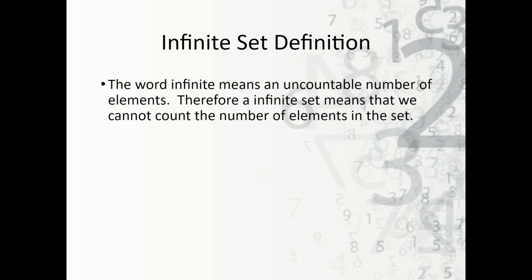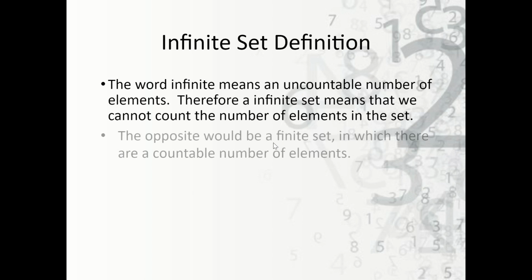So that's an infinite number of elements. Therefore, an infinite set means that we cannot count the number of elements in the set. The opposite of this would be a finite set, in which there are a countable number of elements. So let's say I wanted the natural numbers between 1 and 10. Well, that goes 1, 2, 3, 4, 5, 6, 7, 8, 9, 10, and stops. And we can't keep going. So that would be a finite set.